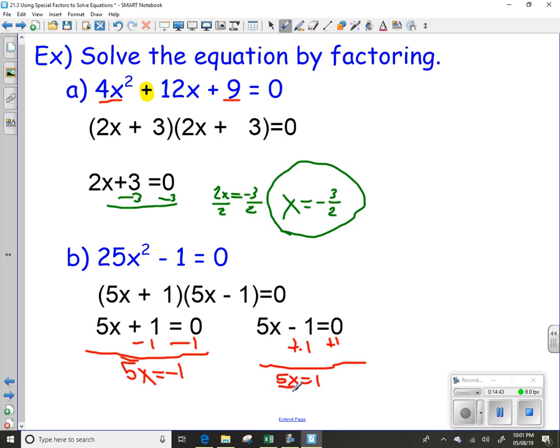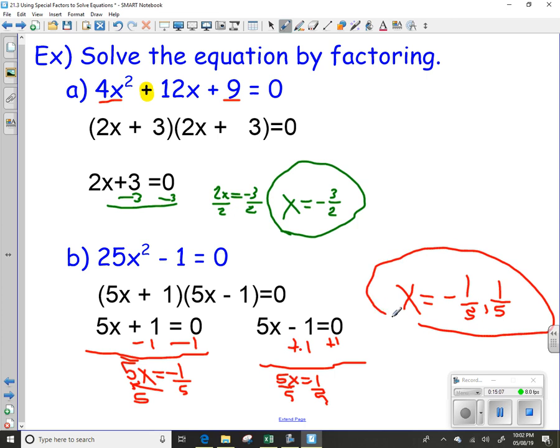Divide both of these by 5. Divide this one by 5 as well. And so I would get 2 different answers. I get x equals negative 1/5, but I also get x equals positive 1/5. And there's my answers.